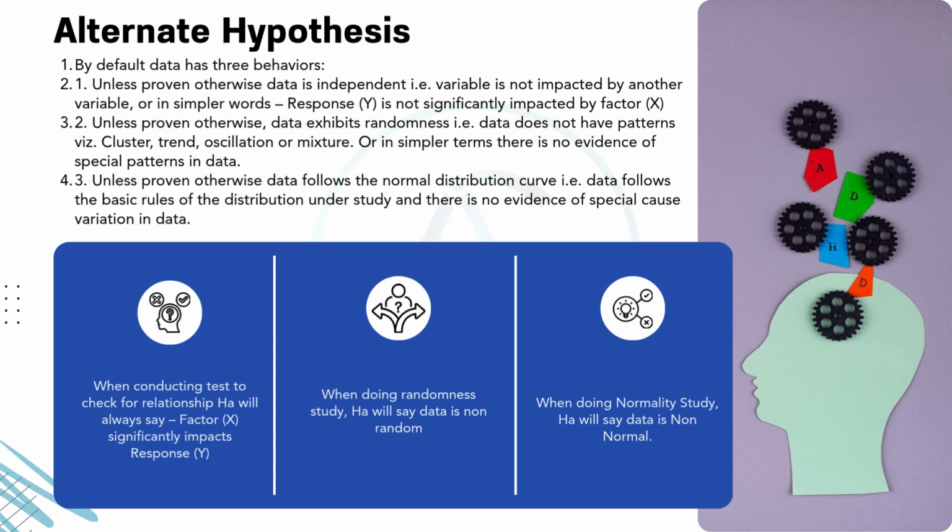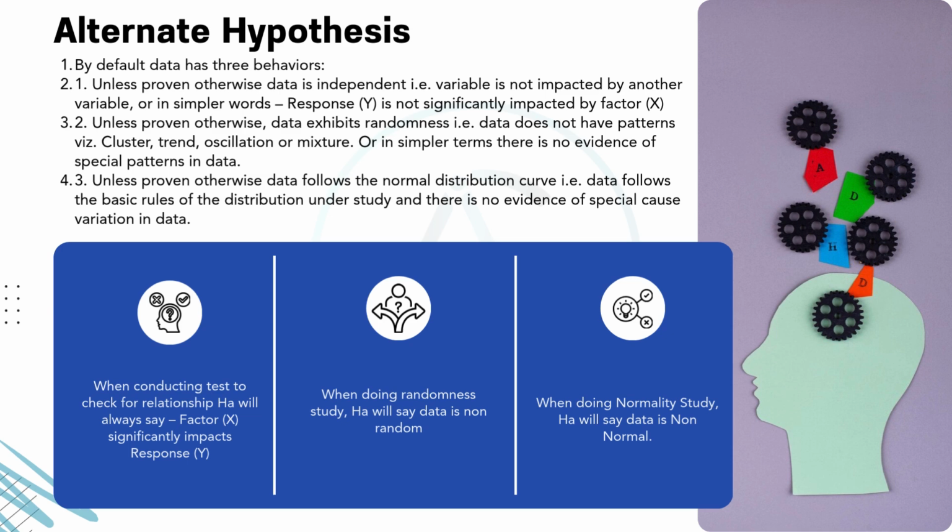2. We assume data is random, that is, the data doesn't follow any specific pattern. No clusters, no trends, no oscillations. HA contradicts this, saying data is not random, meaning there may be special cause patterns or signals in the data.